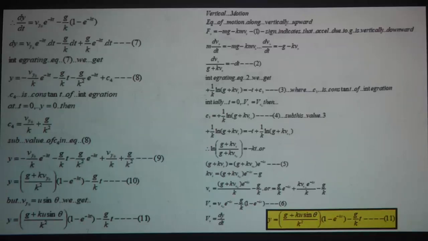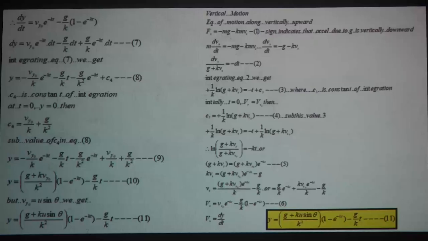plus 1 by k ln of (g plus kVy), and the integration of dt is minus t, plus C3, where C3 is a constant of integration. As usual you determine the constant of integration by using the initial conditions, that is t is equal to 0, Vy is equal to Vy0. Then I can write C3 is equal to plus 1 by k ln of (g plus kVy0), which is my equation number 4, the value of C3.